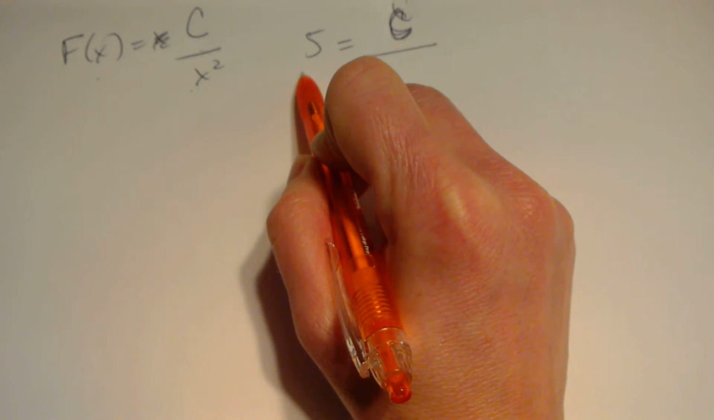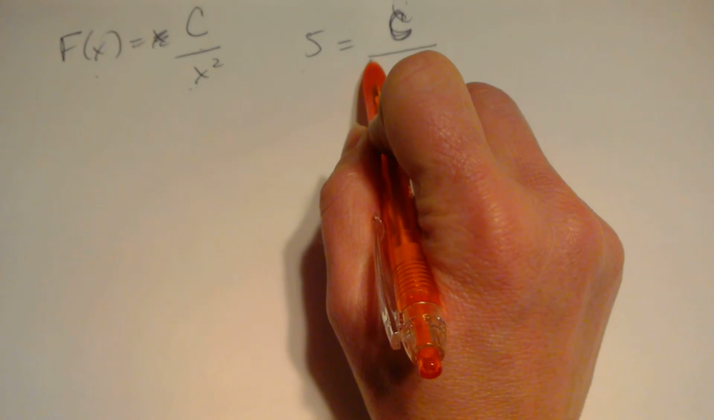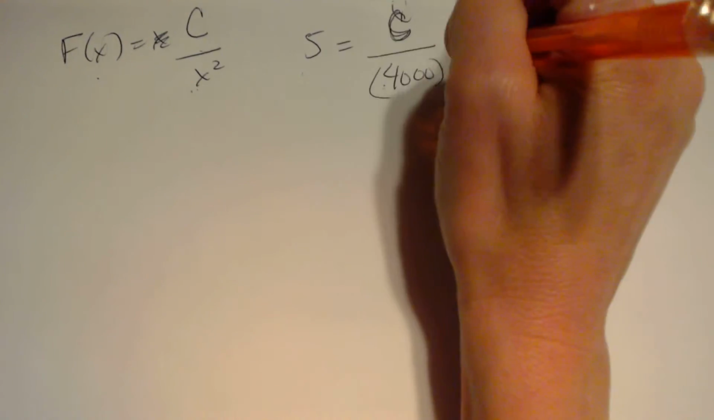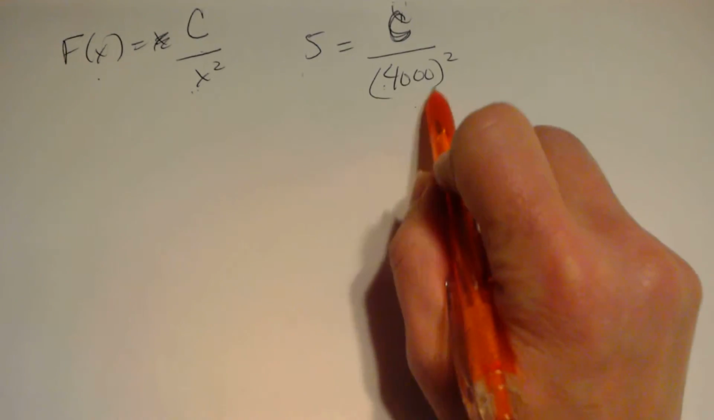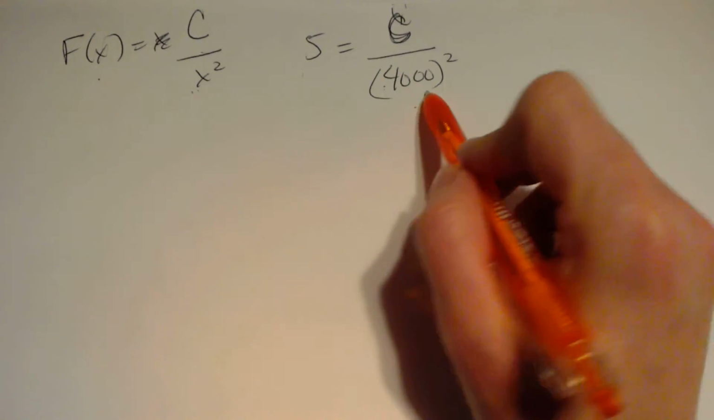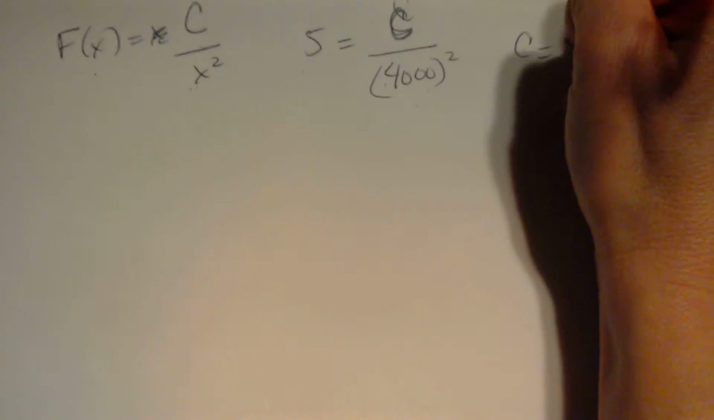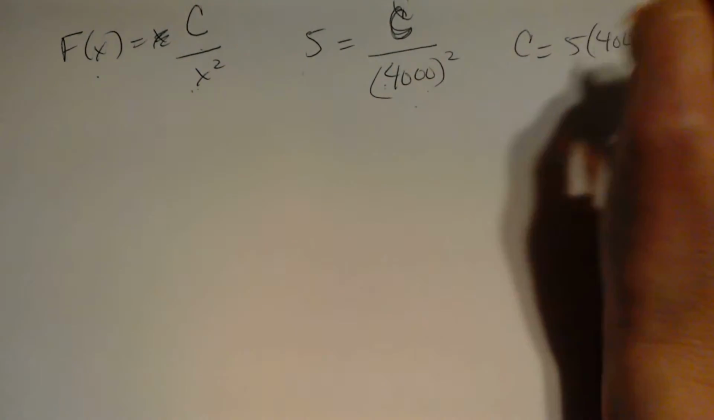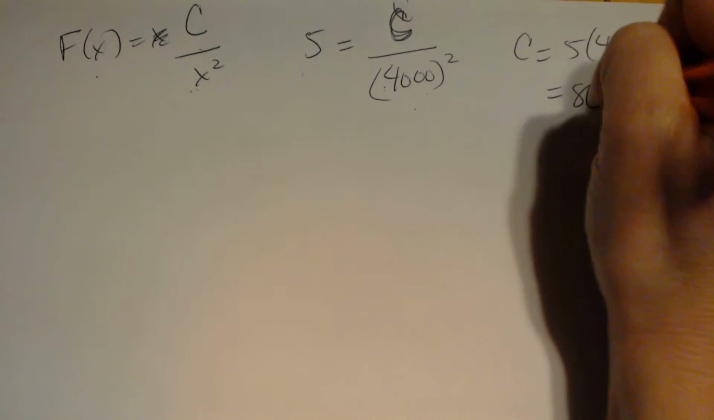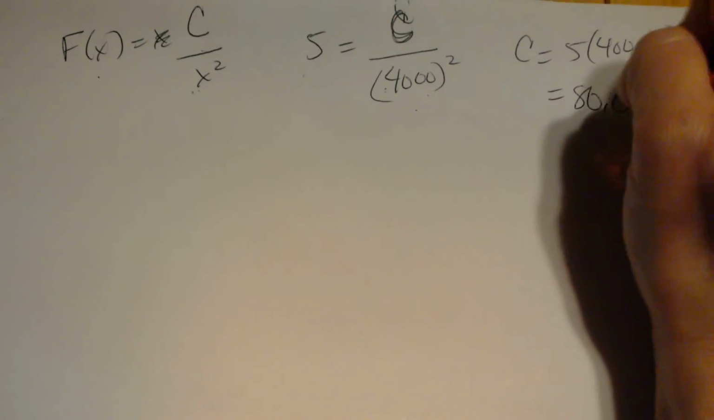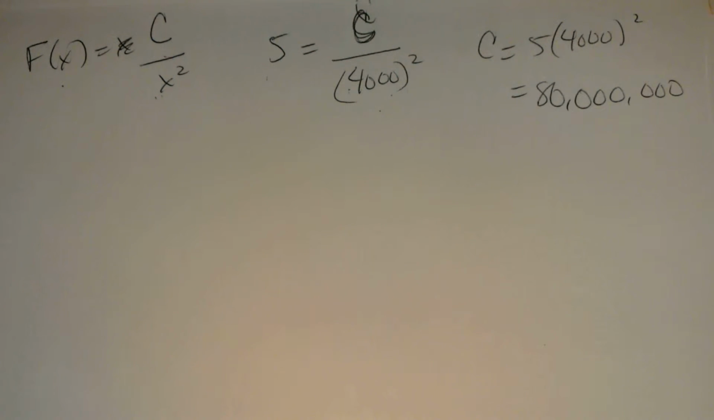Now, it's 5 tons on Earth, so we're working against gravity. If it's on Earth, how far is it from the center? It's approximately 4,000 miles from the center of the Earth. So the radius of the Earth, we're going to say, is 4,000 miles. So C here is 5 times 4,000 squared. Again, let's plug that into our calculator, and we end up with 80 million. A bunch of zeros.